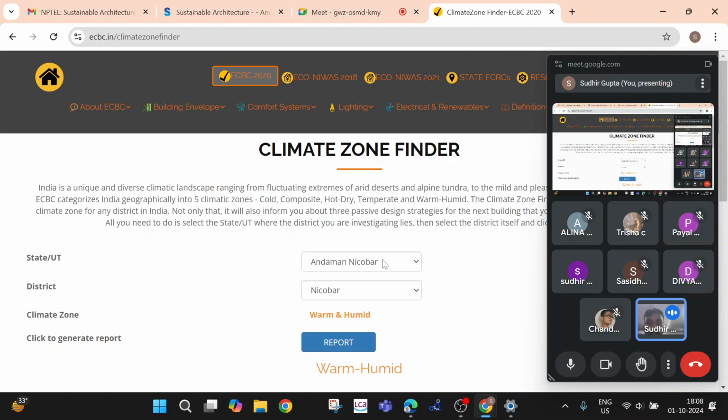What I will do now is try to make you familiar with this interface. As all of you know, in India there are mainly five climatic zones: cold, composite, hot and dry, as written in the second line. You can see here also temperate or warm humid. Based on that, you can find the suitable passive or design strategy that can help you save energy and achieve optimal performance of your building.